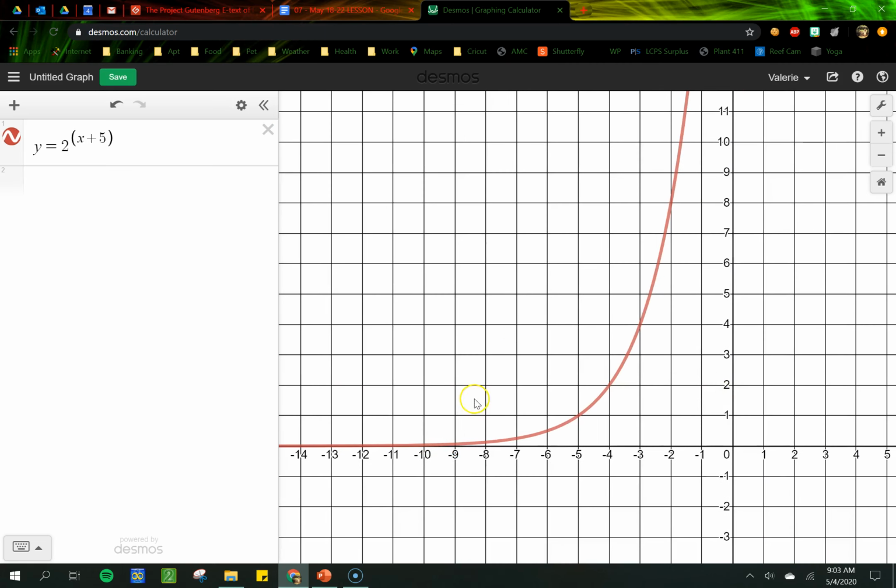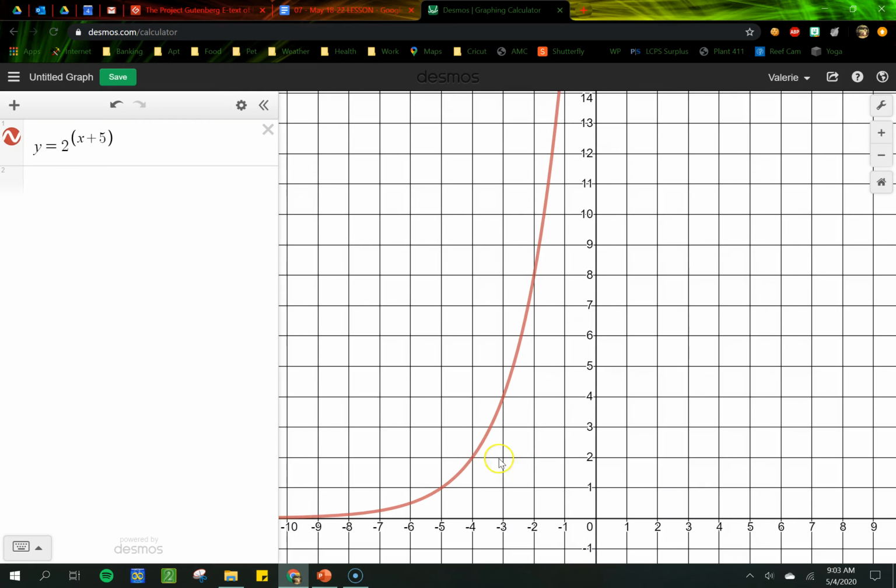So then let's think about our domain. Our domain starts on the far left because this side goes infinitely to the left. So that's negative infinity. And on the right, it's going to go to the right really slowly, right?